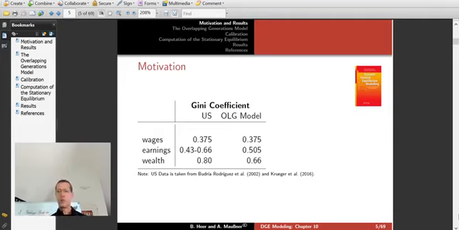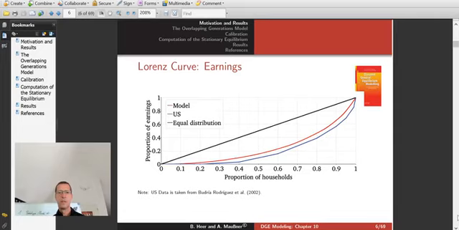So let me show you the Lorenz curve of the United States and the model that we will compute in a couple of minutes. The red line is our model, and you can see it's very close to the blue line, the equal distribution. So we can read this Lorenz curve as follows. So the first 10% here, they basically earn 0% of earnings.